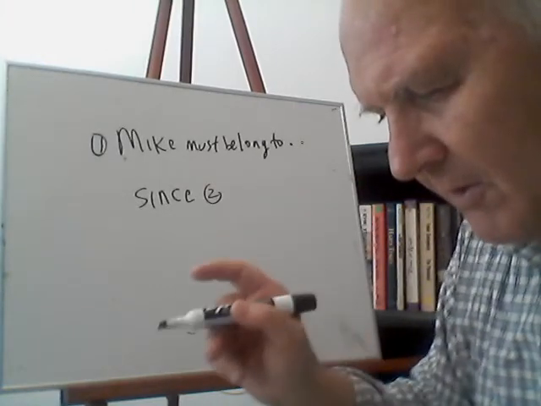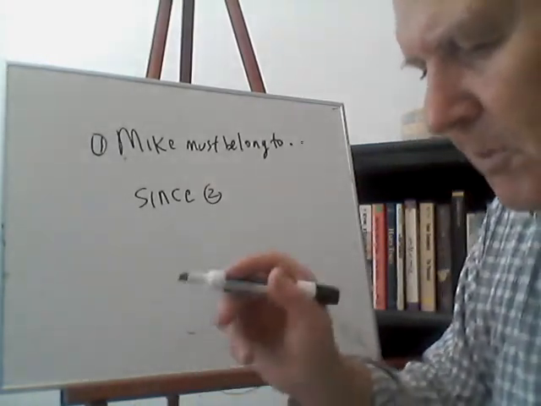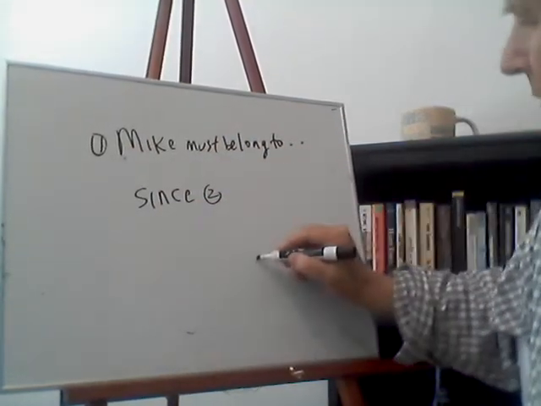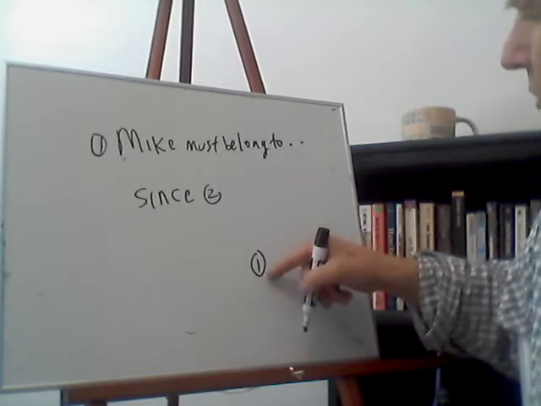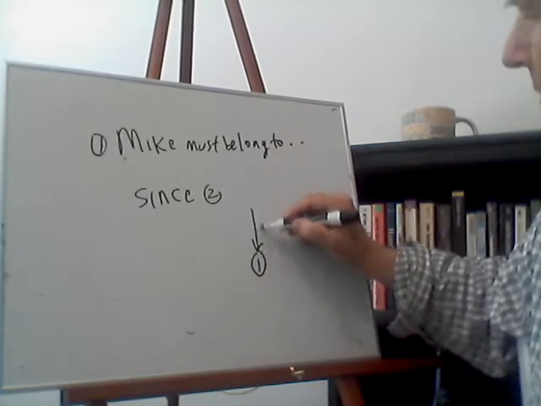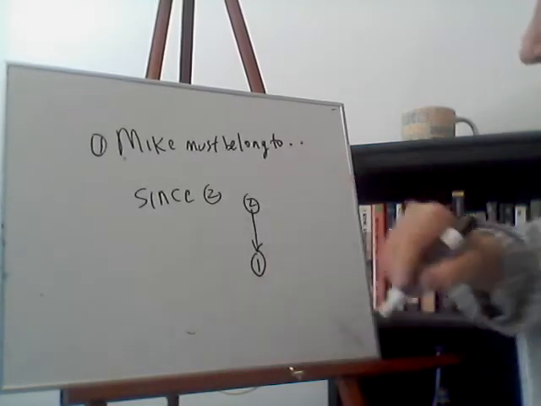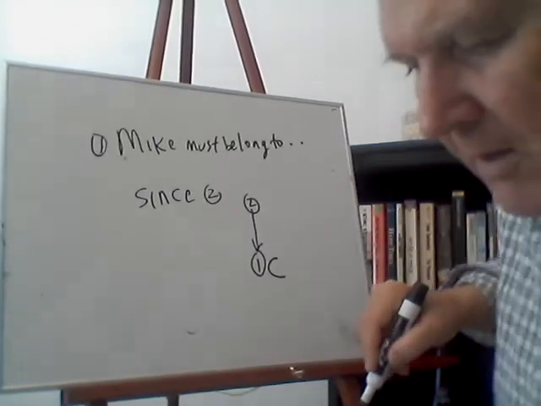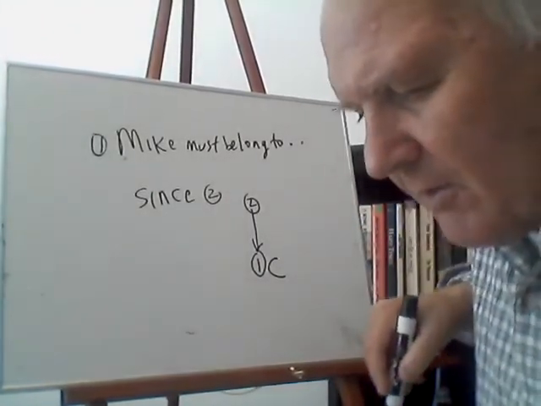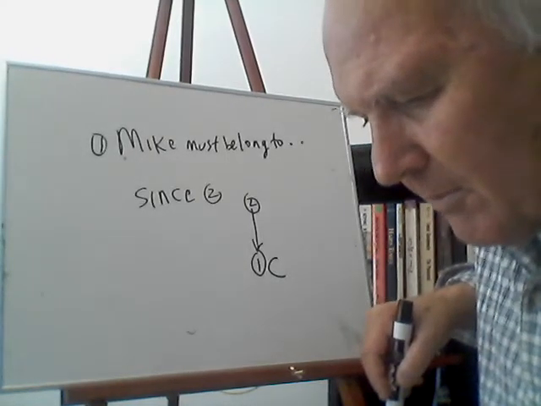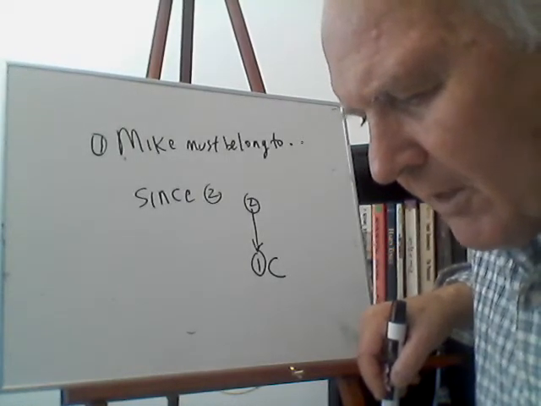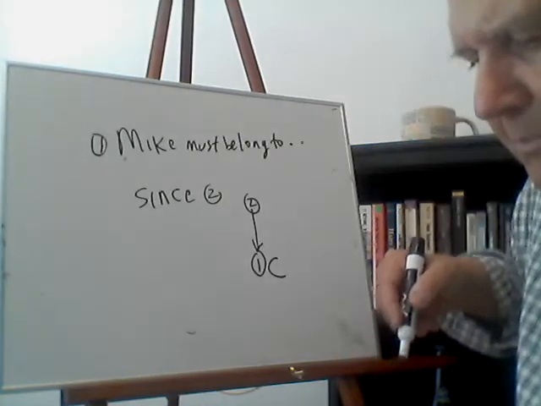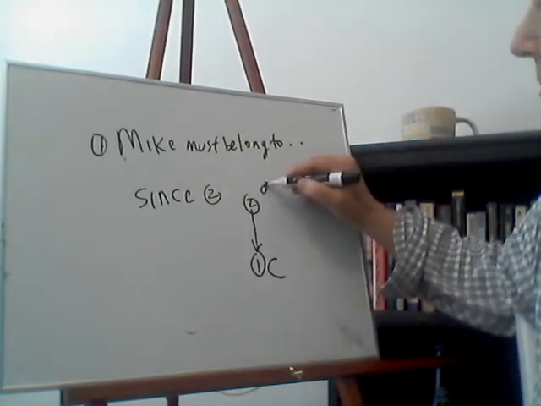Since almost every Las Vegas bartender does. So 1 since 2. So the diagram is going to be, the conclusion is 1, the premise is 2. That's the argument. 1 is the conclusion. Now we want to know whether it's an inductive argument or a deductive argument. The argument is Mike must belong to the union since almost every bartender does. Notice it's almost every.